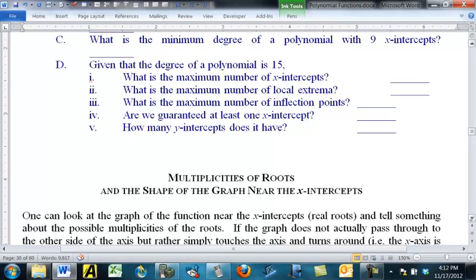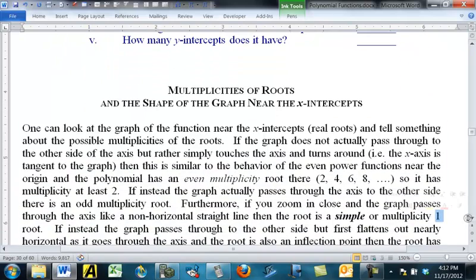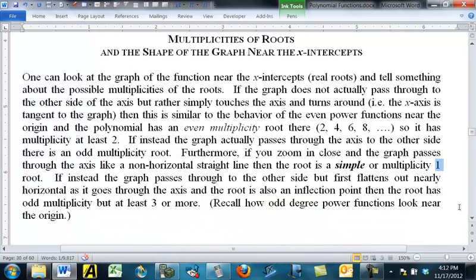next we're going to look at multiplicities of roots and the shape of the graph near the x-intercepts. So you can look at the graph of a function near the x-intercept, the real root, and tell something about the possible multiplicities of the root. If the graph does not actually pass through the other side of the axis, but simply touches the axis and turns around, so the axis is tangent to the graph, and we have a local extremum there, then that's like the behavior of an even power function near the origin, and the polynomial has an even multiplicity root there, 2, 4, 6, 8, whatever. So it has multiplicity at least 2.